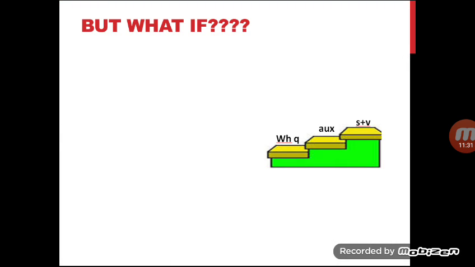Yes, very good. But what if we have a problem here? What is this problem? Look at the stairs again, with auxiliary, subject and verb. But we have a problem. Look at this sentence. We cleaned the house. What is we? It's the subject. Cleaned is the main verb. The house is the object. Where is the auxiliary?